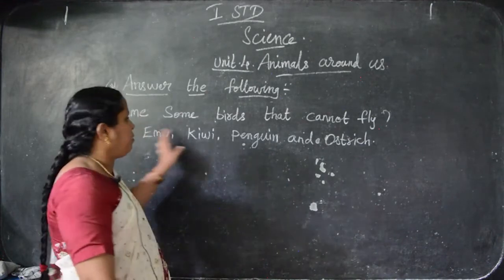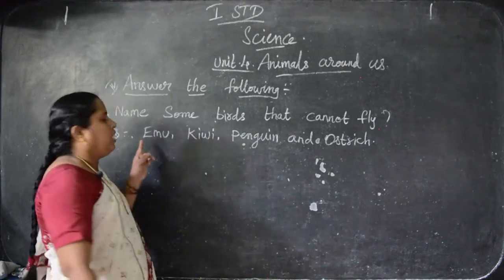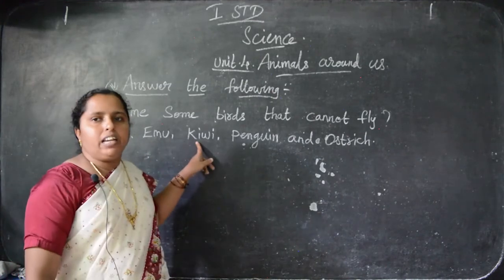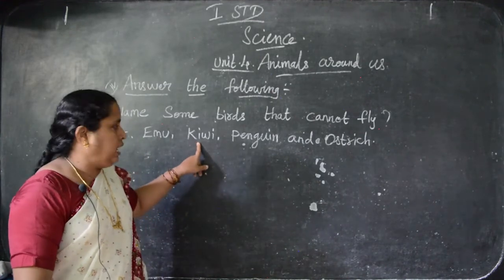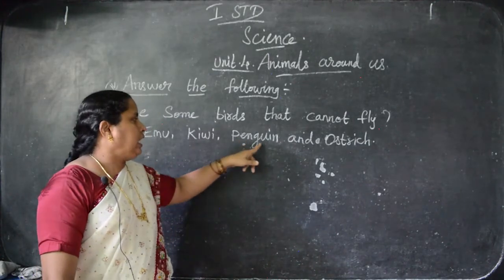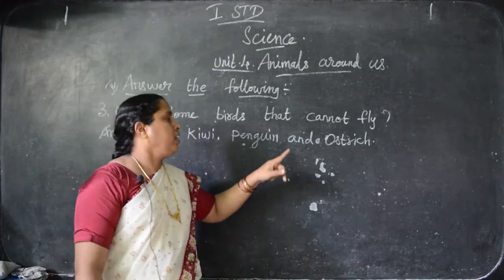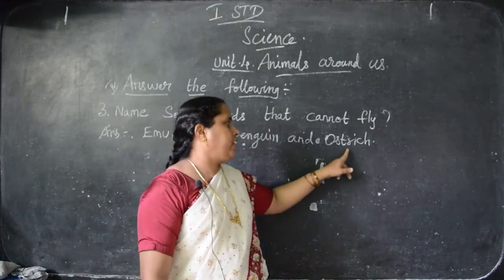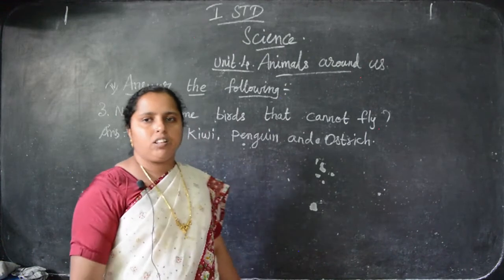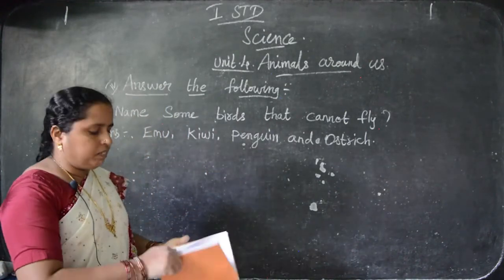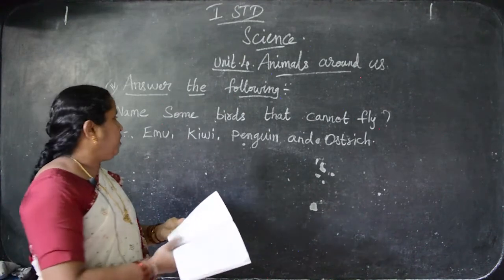Okay, children, name some birds that cannot fly. Emu, E-M-U, emu. Kiwi, K-I-W-I, kiwi. Penguin, P-E-N-G-U-I-N, penguin. And, A-N-D, and, ostrich, O-S-T-R-I-C-H, ostrich. These birds cannot fly. Okay, children? Have you all finished this one?